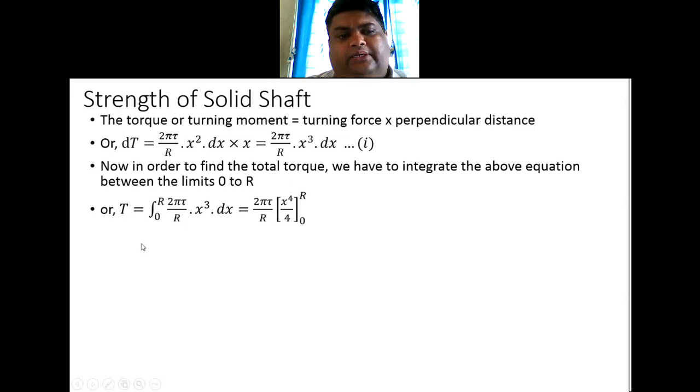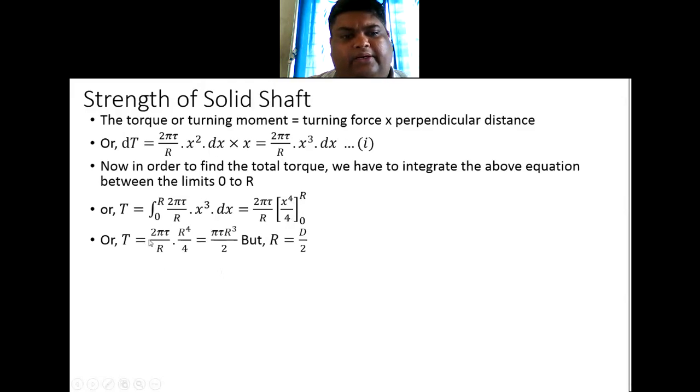So when you do this integration, I get like this: T is equal to integral from 0 to r of 2 pi tau by r, so this is constant, it will remain as it is, into x cube dx. Now integration of x cube will be x power 4 by 4 within the limit 0 to r. So it will be r power 4 by 4, right? T is equal to 2 pi tau by r into r raised to 4 by 4.